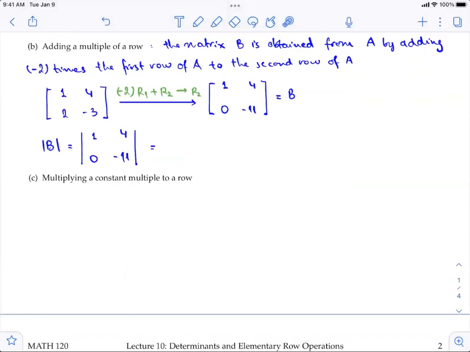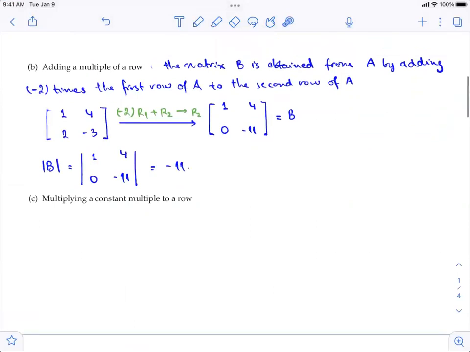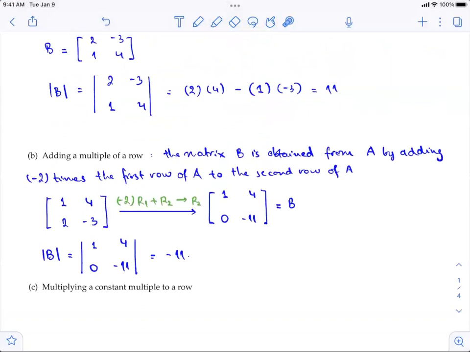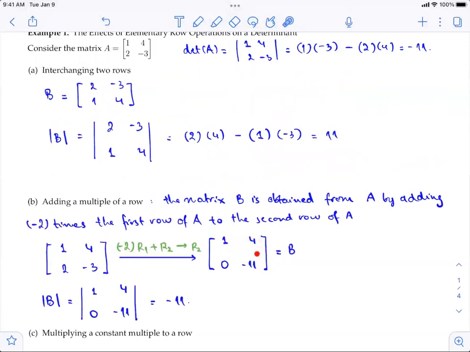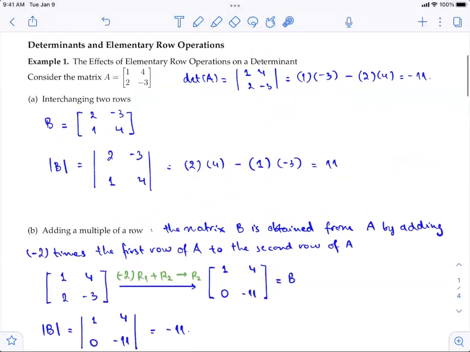And this is the triangular matrix, right? So the determinant is just the product of the entries on the main diagonal, but you can also just use the formula of the 2 by 2 determinant, and you get that this is equal to -11 as well. So by adding a multiple of a row to another row, you see that the determinant of the new matrix is equal to the determinant of the original matrix. So that's another notice that we have for elementary row operations.